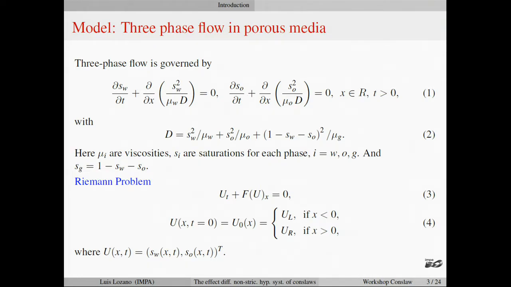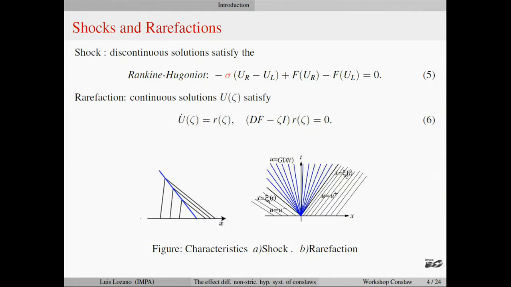We are interested in studying the Riemann problem, whose initial condition has a constant left state and a constant right state. The solutions that we consider are shocks, rarefactions, or a sequence of them. Shocks are discontinuous solutions, and we consider the Rankine-Hugoniot condition, where sigma is the speed of the shock. Rarefactions are continuous solutions.